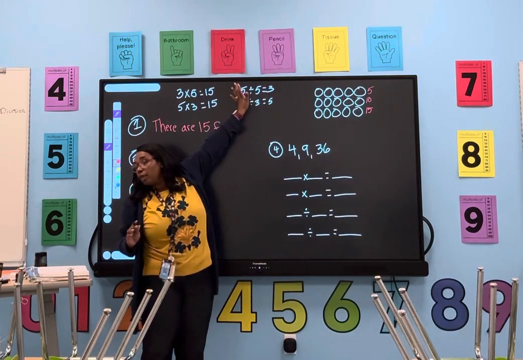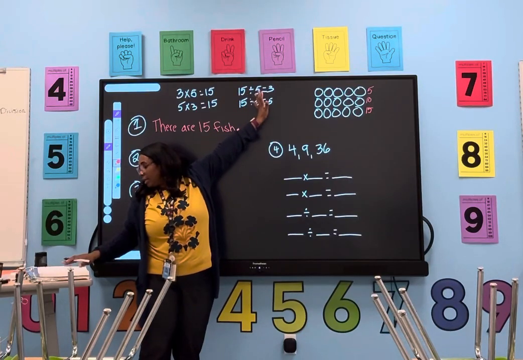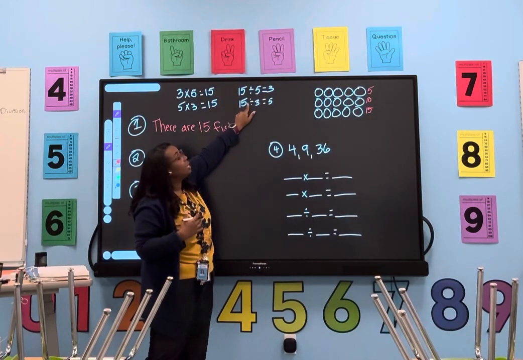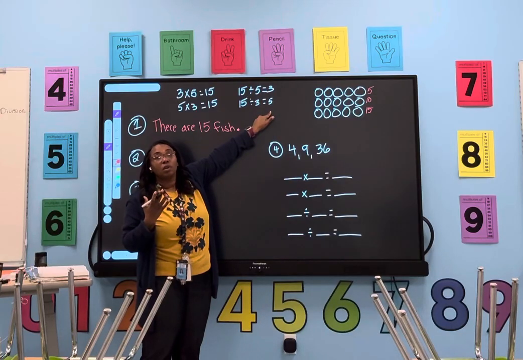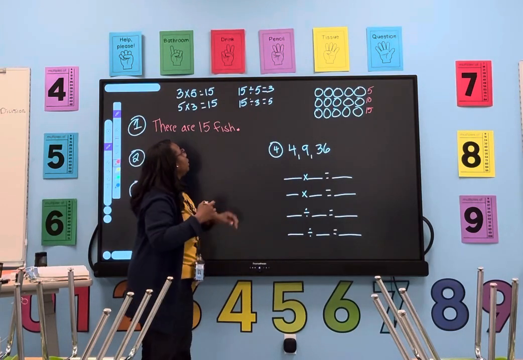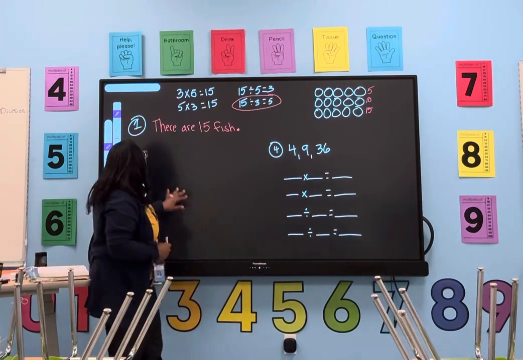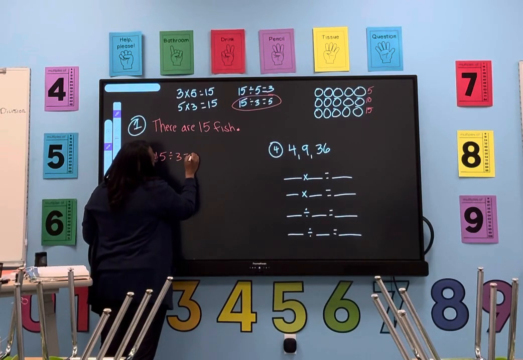But the thing that's going to tell us which one we're working with is the next number. It's at 3 rows. Well, that would be 15 divided by 3. So the number that I don't know is the 5. So this would be the division equation that I would put here. So I would put 15 divided by 3 equals 5.